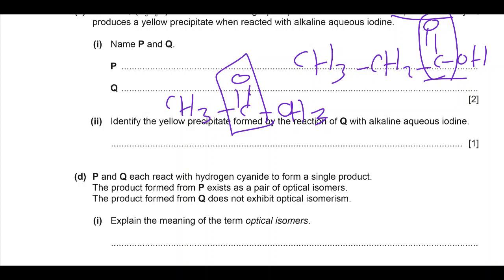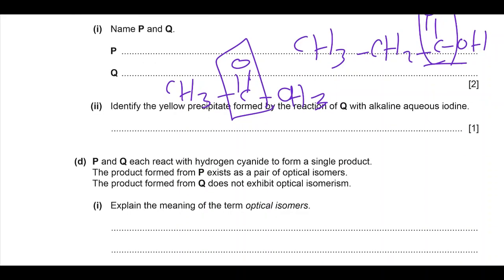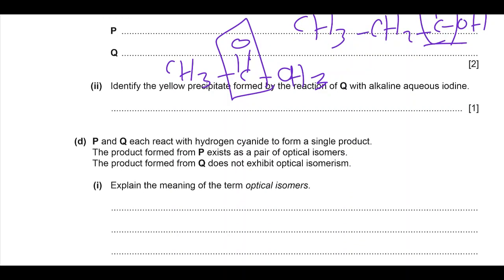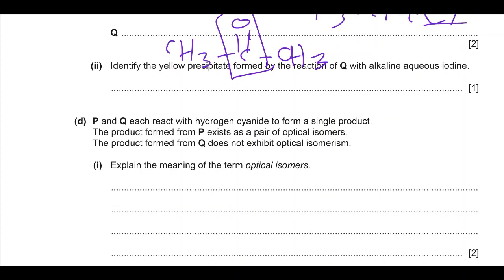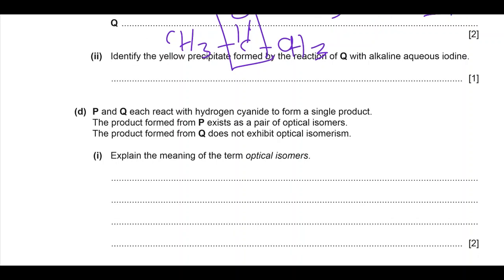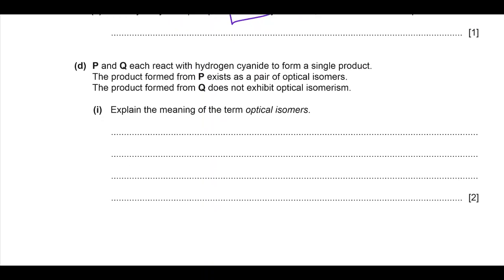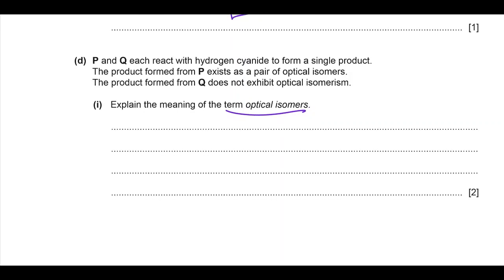Identify the yellow precipitate formed by the reaction of Q with alkaline iodine. It's the same answer, which is triiodomethane. We have solved this one. P and Q each react with hydrogen cyanide to form a single product. The product formed from P exists as a pair of optical isomers, and the product from Q doesn't exhibit optical isomerism. Optical isomerism is for compounds which have a chiral carbon, bonded with four different groups or atoms, and they form two isomers which have different 3D displayed formulae.